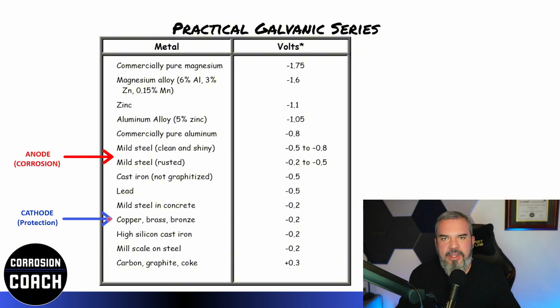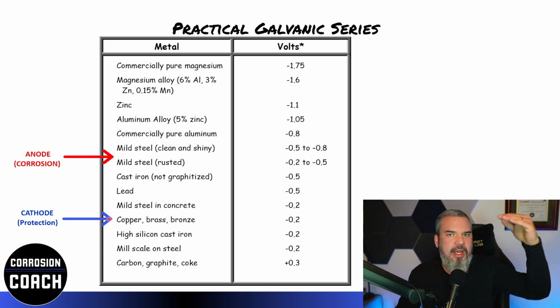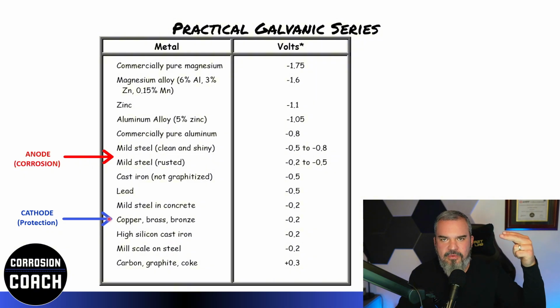That's the power of the galvanic series. This is something you can take a look at from time to time. You always are going to have more active metals, more noble metals. The active ones are going to corrode to protect the noble ones every time when you connect those things.